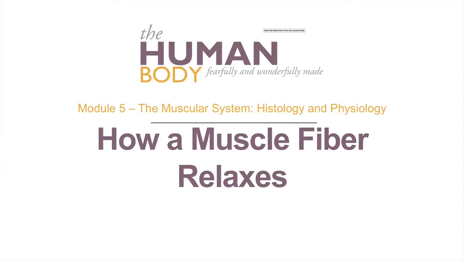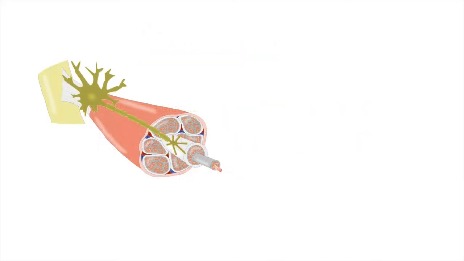Module 5, the muscular system, histology and physiology. How a muscle fiber relaxes. In the previous section, you learned how a muscle fiber contracts. If you understand that process, the process of how a muscle fiber relaxes will be easy to learn.